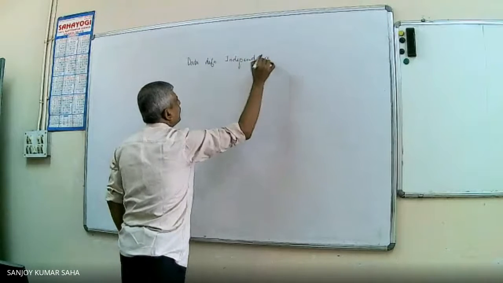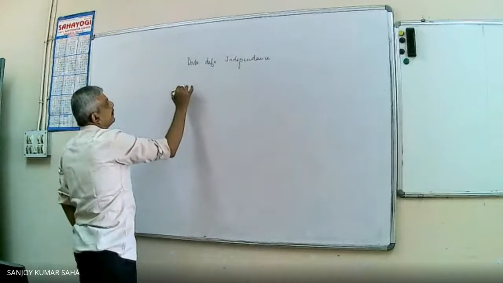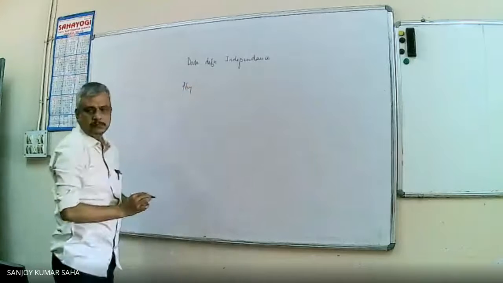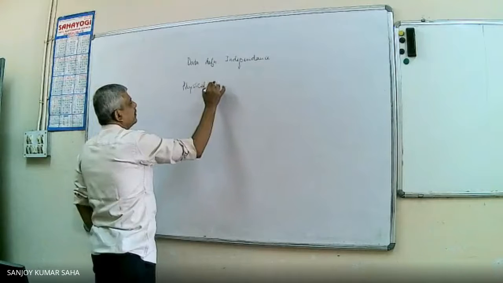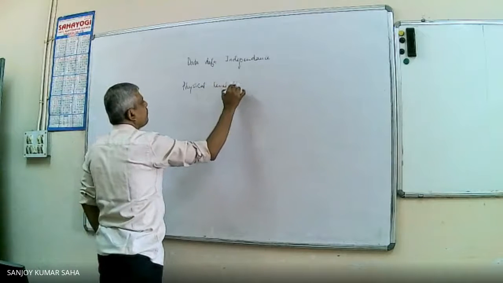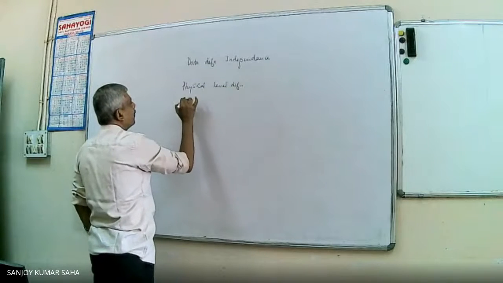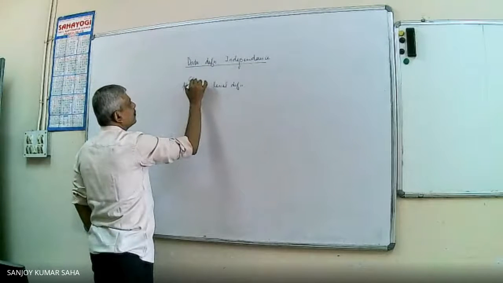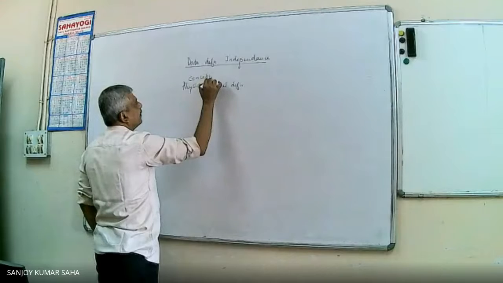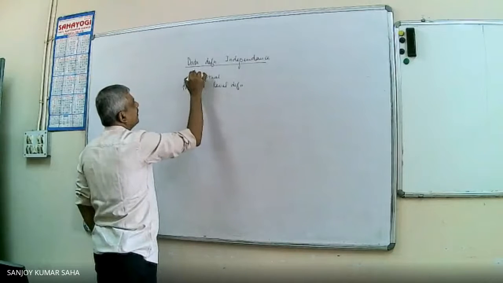And we have seen that there is the physical level definition. On top of that, we have the conceptual level definition and then the view level.